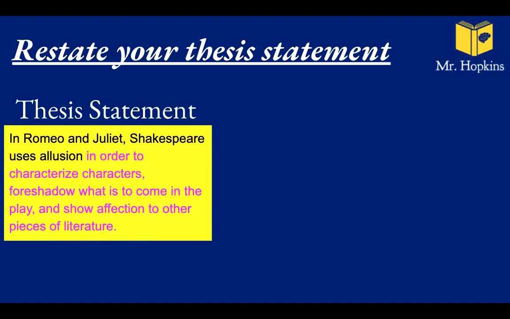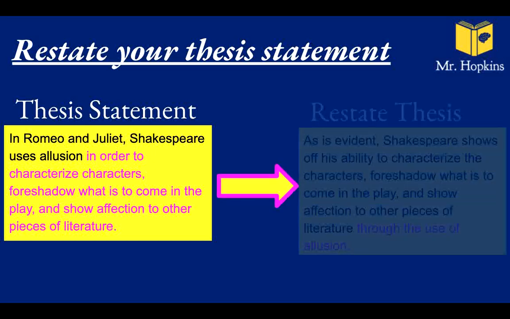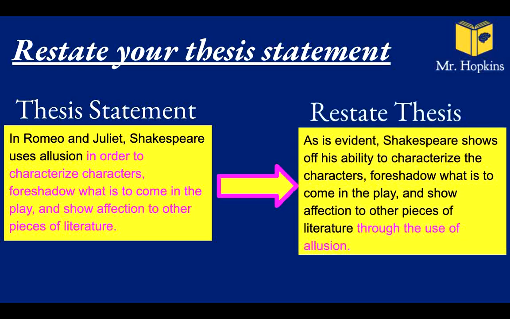This is the thesis statement for my essay in the introduction. In Romeo and Juliet, Shakespeare uses allusion in order to characterize characters, foreshadow what is to come, and show affection to other pieces of literature. I explain the what in black and the how or the why in purple. Now if I was to reword this, I might do something like this. As is evident, Shakespeare shows off his ability to characterize characters, foreshadow what is to come, and show affection to other pieces of literature through the use of allusion.